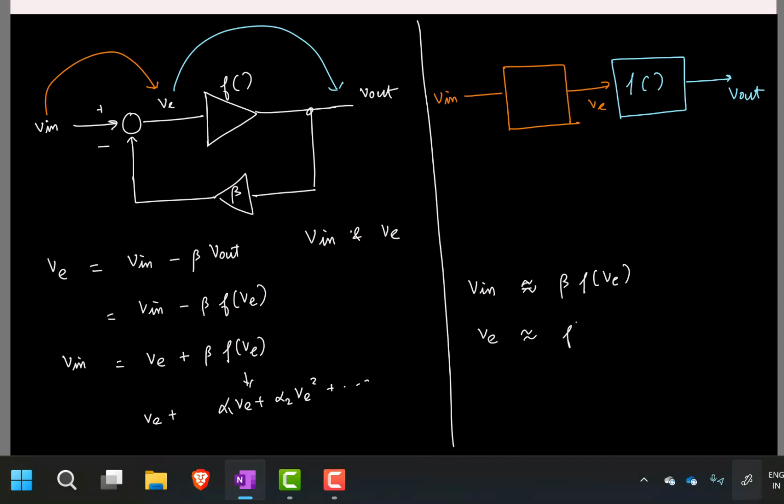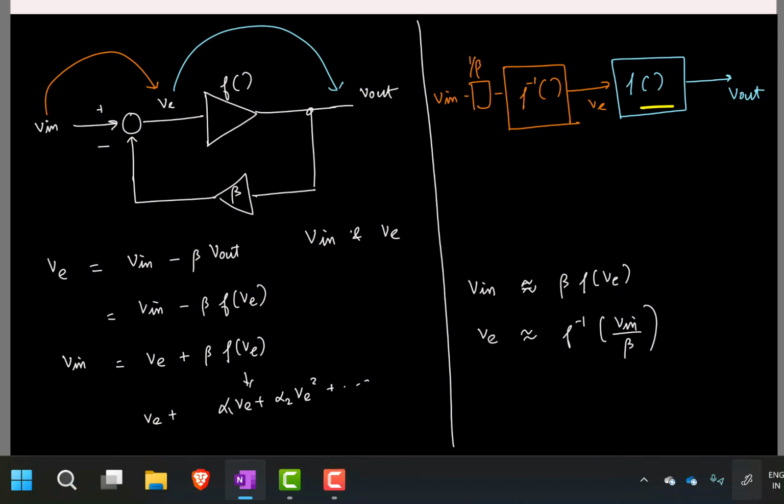F inverse of v by beta. Okay. So here you see there are two things happening. First, the input is getting scaled by beta, and then I have an inverse function, right? So now you see that my amplifier is nonlinear with some nonlinearity f, but the negative feedback loop operates in such a way that the error signal is related to the input through the inverse nonlinearity, right? So that's why if you have the combination of the two, output is completely linear.